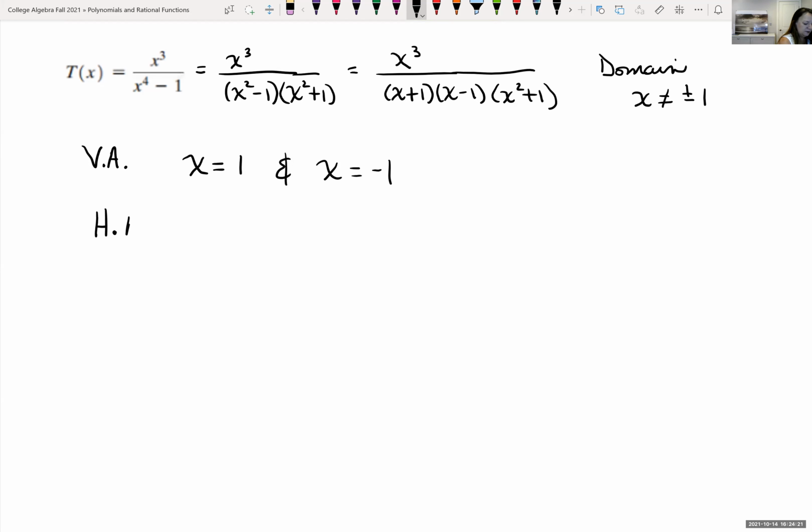Horizontal asymptote depends on the degree of the numerator and denominator. Notice that the degree of our numerator is 3 and the degree of our denominator is 4. So since the degree of the denominator is larger, it's blowing up faster. And so that y value as x goes to infinity or negative infinity is going to 0. And so we have a horizontal asymptote on our x-axis, y equals 0.